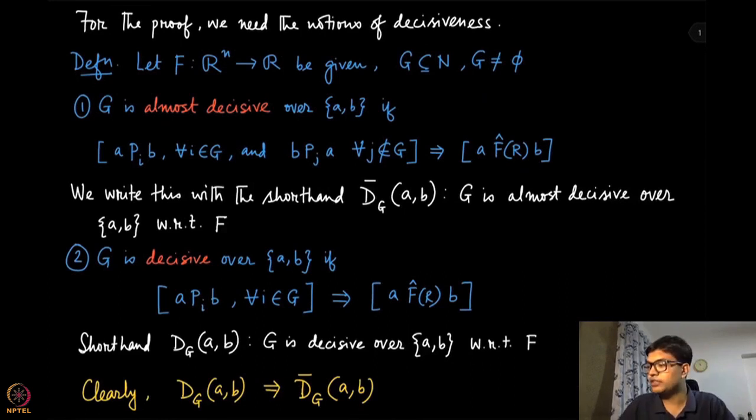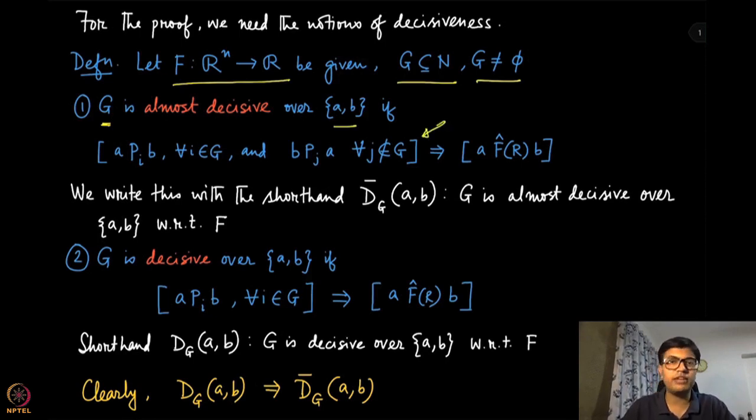So suppose we have this ASWF, which is given by this, and suppose we have a group, a subset of the agents denoted by G, and of course that is not empty. We are going to call that set almost decisive over these alternatives A and B if the following happens, and we are now familiar with this notation. Whenever what I write within these square brackets happens, this is the implication of that happening.